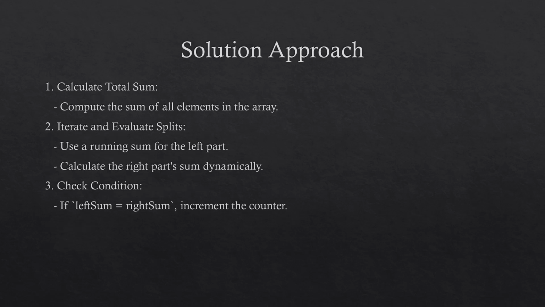To solve this problem, we follow three main steps. Calculate total sum, iterate and evaluate splits, check conditions. First, compute the sum of all elements in the array. Then iterate through the array using a running sum for the left part and calculating the sum for the right part dynamically. For each split, check if the sum of the left part is greater than or equal to the sum of the right part.